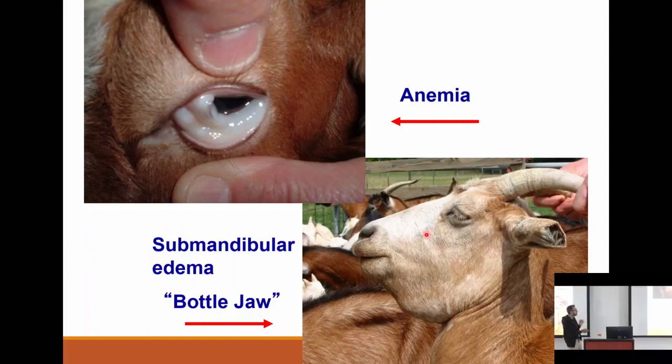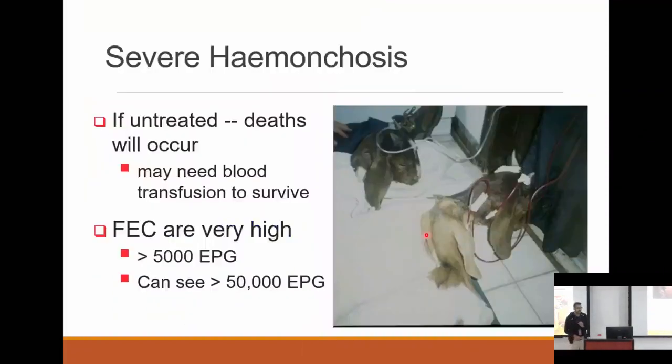Anemia is very common when you look into the eyelid mucous membrane, and you will also see this bottle jaw. This is submandibular edema. So these two are the most important signs of Haemonchosis, and you can remember these two signs. In severe cases, as I said, if the fecal count is more than 5,000 or higher, maybe a blood transfusion should be used. If you do not, then the animal may die.